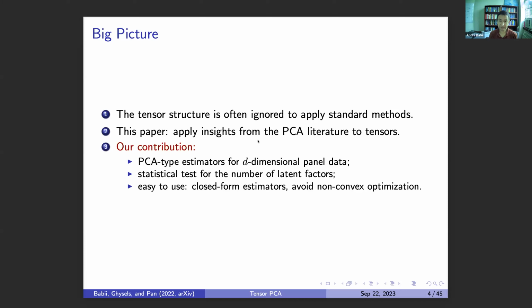So despite the fact that tensor data is very often encountered in the empirical practice, it mostly ignores this tensor structure. And usually the structure is reduced to panel data, and standard panel data methods are applied. So this paper tries to apply insights from the PCA literature to tensors and tries to explore better these extra tensor dimensions that we have. We have PCA type estimators for d-dimensional tensors of panel data. Our other contribution is to develop the first test for the number of latent factors in tensor factor models. And we offer something that is super easy to use. We have closed form expressions for estimators, and we don't have to solve any complicated non-convex optimization problems.